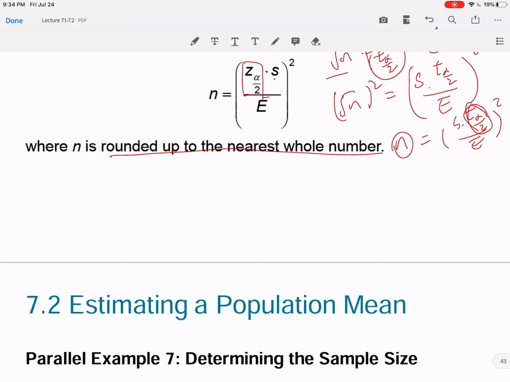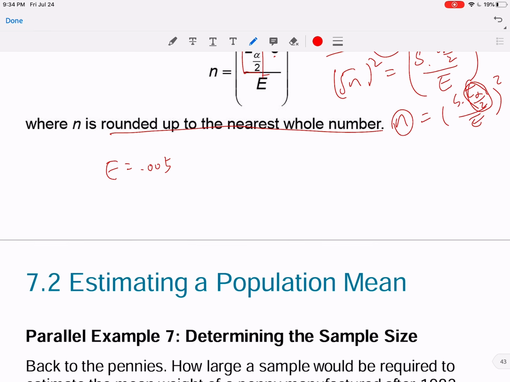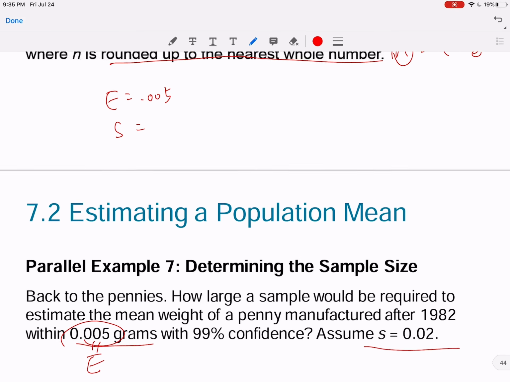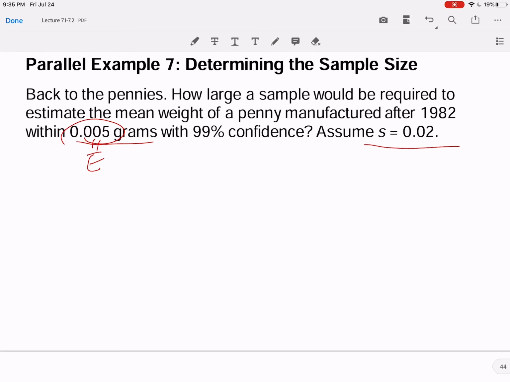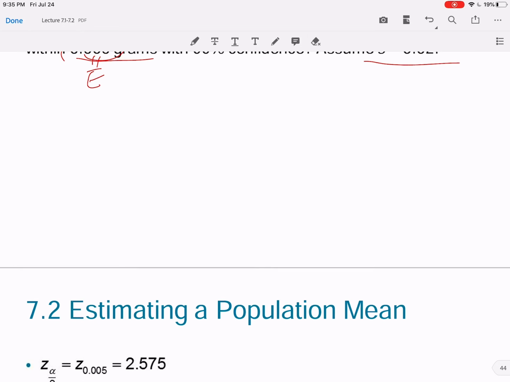Now we have E equal to 0.005, right? 0.005, and the sample standard deviation is assumed to be equal to 0.02. And we know alpha is 1 minus 0.99, which is 0.01. Of course, half of alpha would be 0.01 over 2, which is 0.005. So basically, we just need to find z sub half alpha from the z table. Okay? From the z table, I'm not going to show you again.